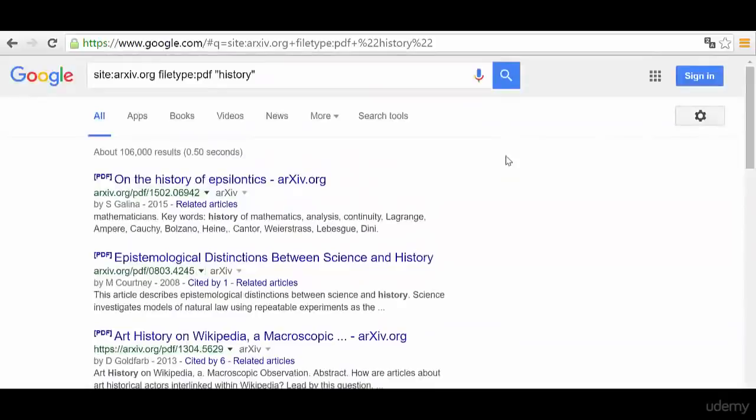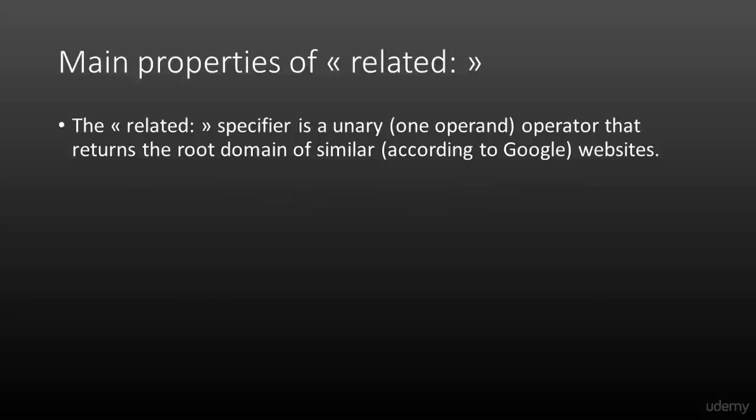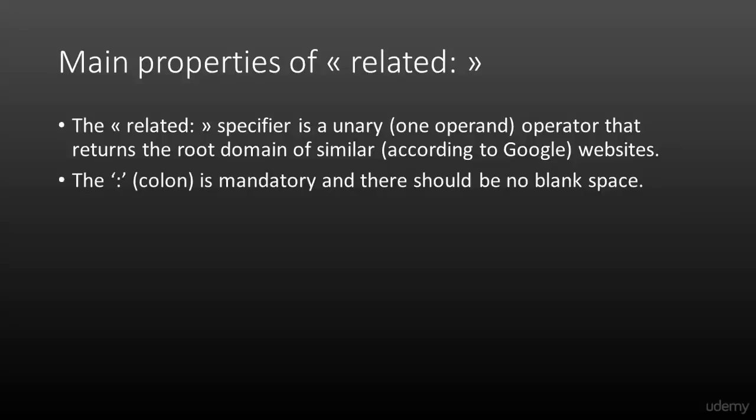Welcome to the section on the related specifier. The related specifier is a unary specifier. It takes only one operand, and it returns the root domain of similar websites. The colon is mandatory, and there should be no blank space. Otherwise, Google will consider the related specifier and the URL as their own words.